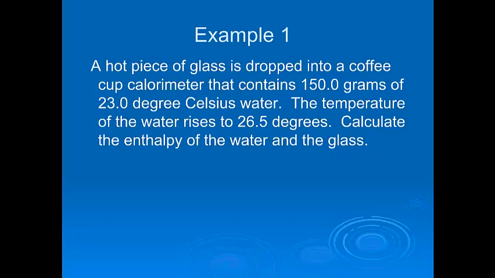So because the temperature of the water increased, we know that the water gained some heat. It took it from the glass. So what we want to do is figure out the enthalpy, the amount of heat that the water gained, and what direction it went in. Well, we know what direction it went in. It went into the water. And then we also want to figure out the enthalpy for the glass. Well, that's an easy one.